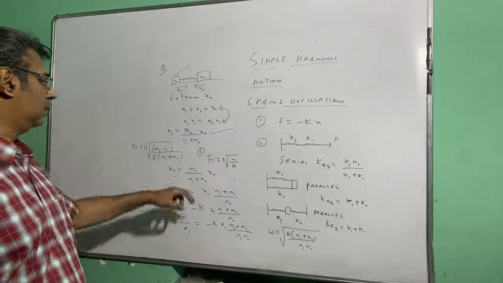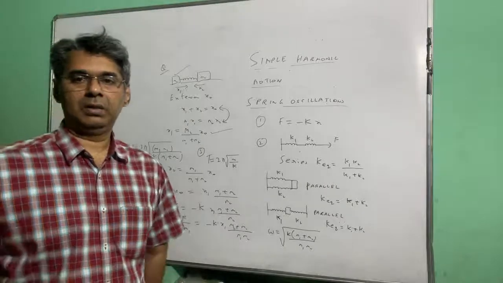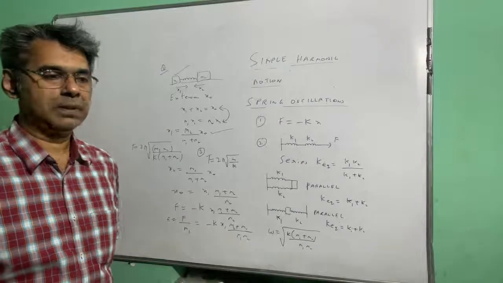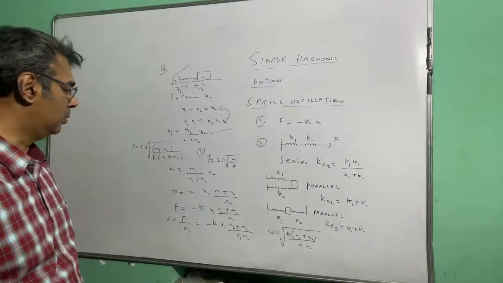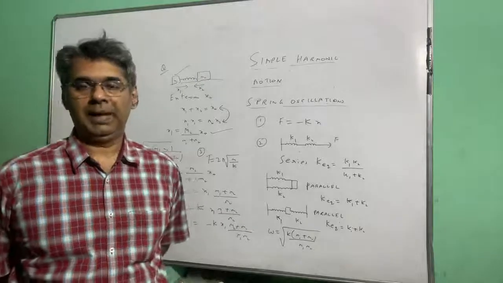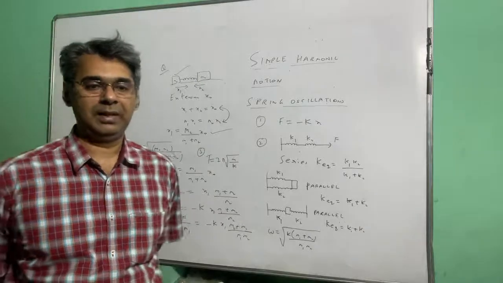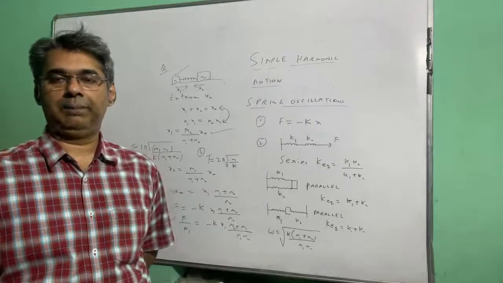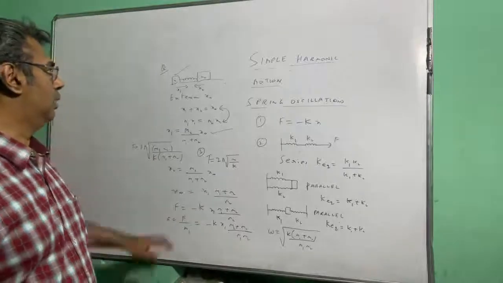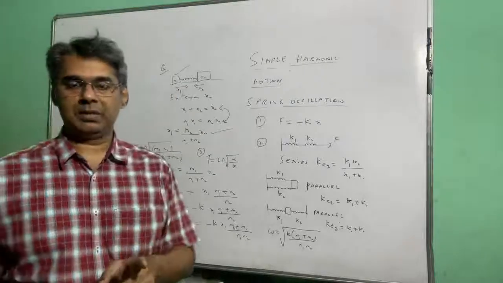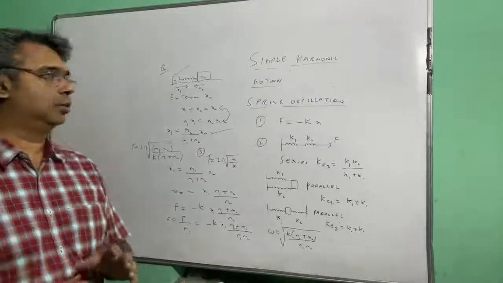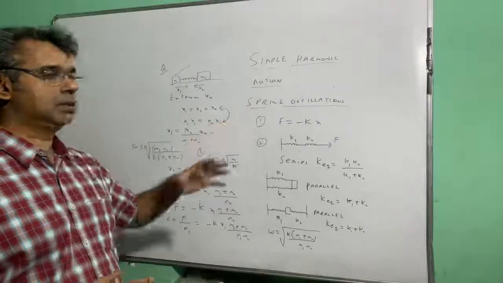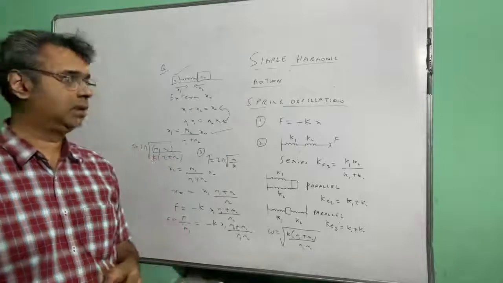So this m1 m2 by m1 plus m2 has got a physical significance. It is called reduced mass. What happens is that if you ever have a pair of masses which are joined by an internal conservative force, then you can reduce the two of them to the center of mass. So m1 and m2 are two distinct masses. They are joined by a spring, and spring force is an internal conservative force. So you can take this combination and reduce it to the center of mass.